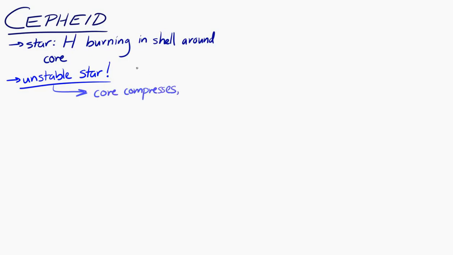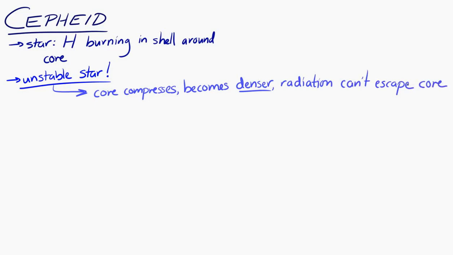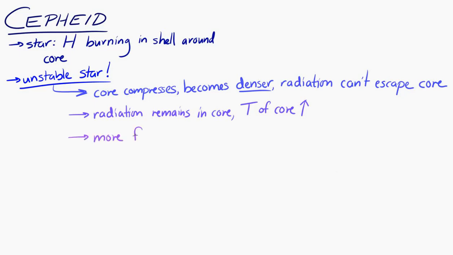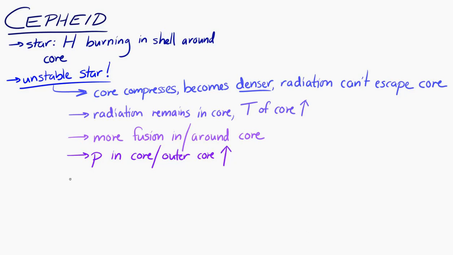And when it compresses, it becomes dense enough that radiation cannot escape from the region around the core. So if radiation can't escape, it stays there, and the temperature of the core increases. If the temperature of the core increases, there's going to be more fusion happening in the outer core. And if there's more fusion, the pressure in the outer core is going to increase, and the core is going to expand. And as the core expands, it's going to push the outer regions out.